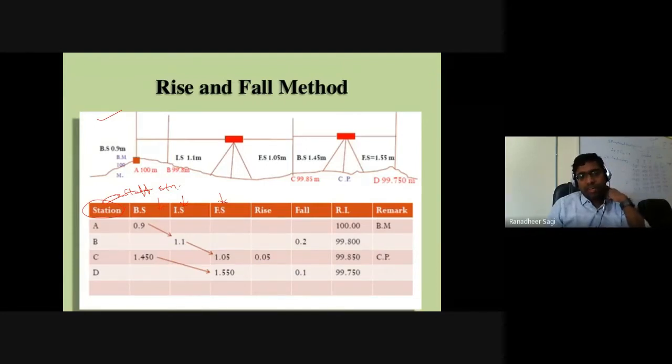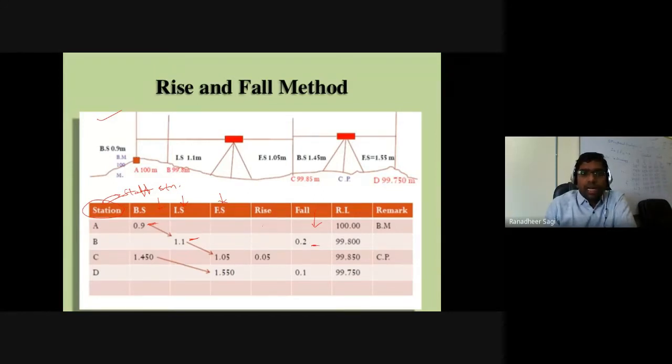Now, what did we start talking about a little earlier? We said the difference between the first reading and its subsequent reading. My first reading here is 0.9 meters. The next, subsequent reading is 1.1 meters. So 0.9 meters minus 1.1 meters, which is nothing but minus 0.2. So what does minus indicate? It's a fall. Under, I repeat, under the fall category, I have to write down that particular data.